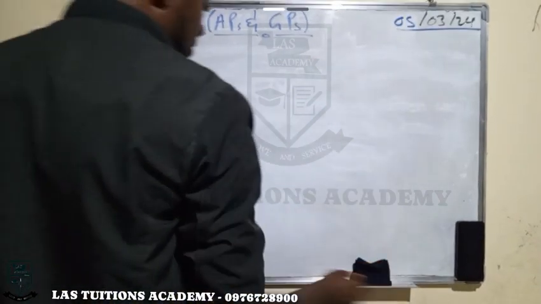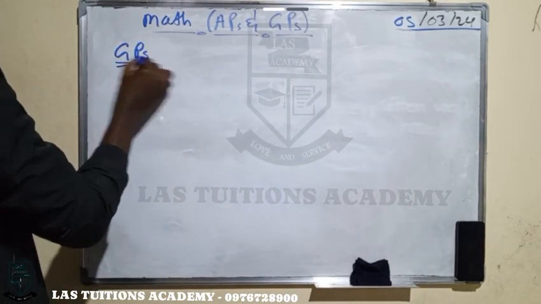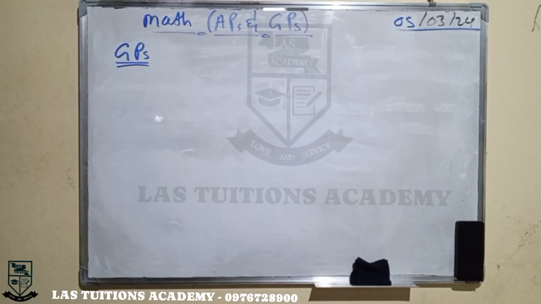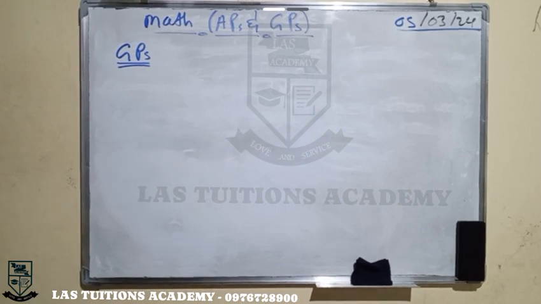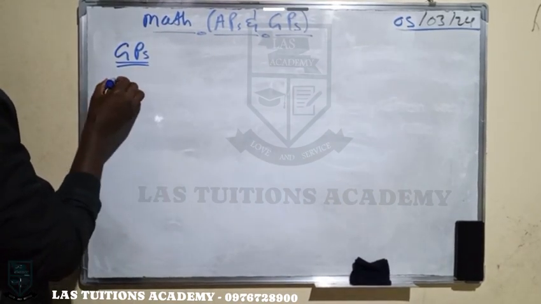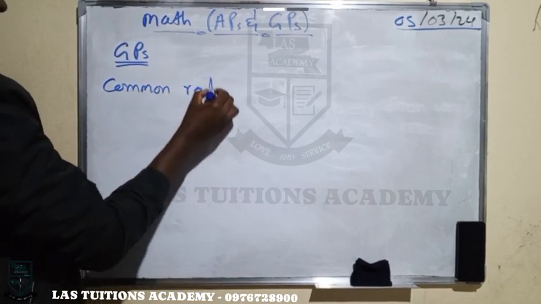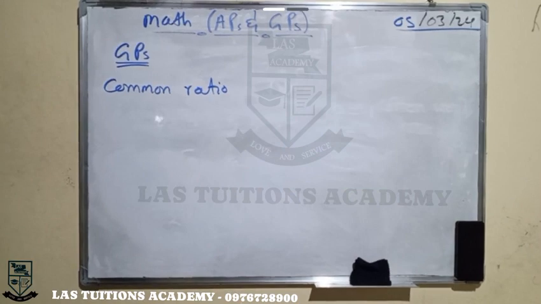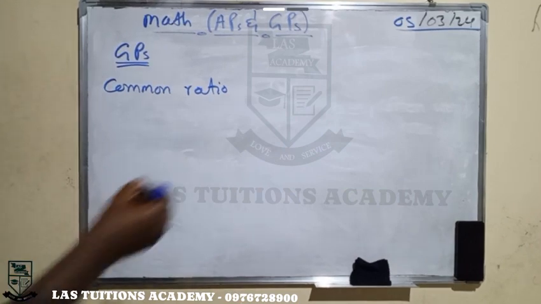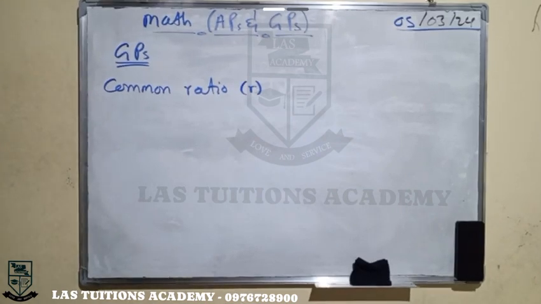So with GPs, that's geometric progression. With geometric progression, instead of a common difference, we have a common ratio. So here we're dealing with a common ratio, which we use R for.